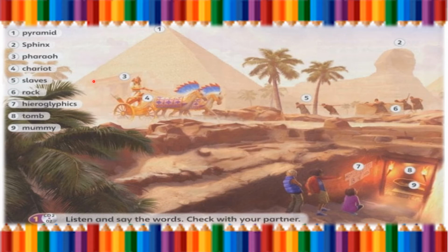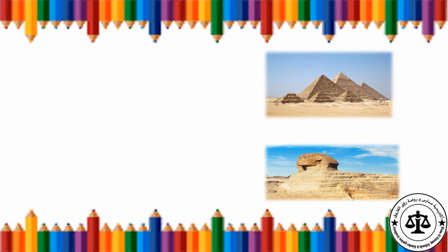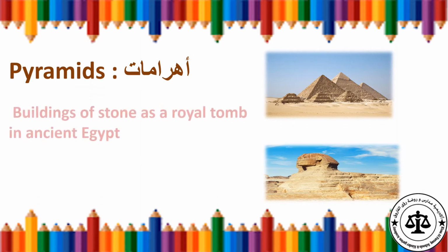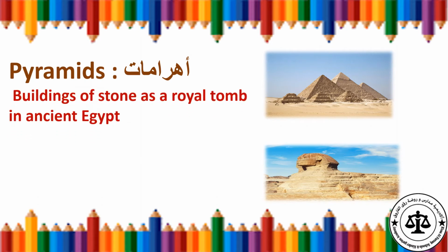Now let's talk about the meanings of these words. So, let's say again, what can you see in the pictures? Excellent, this is pyramids. What do we mean about pyramids in English? Yes, buildings of stone as a real tomb in ancient Egypt. And the second picture is Sphinx.